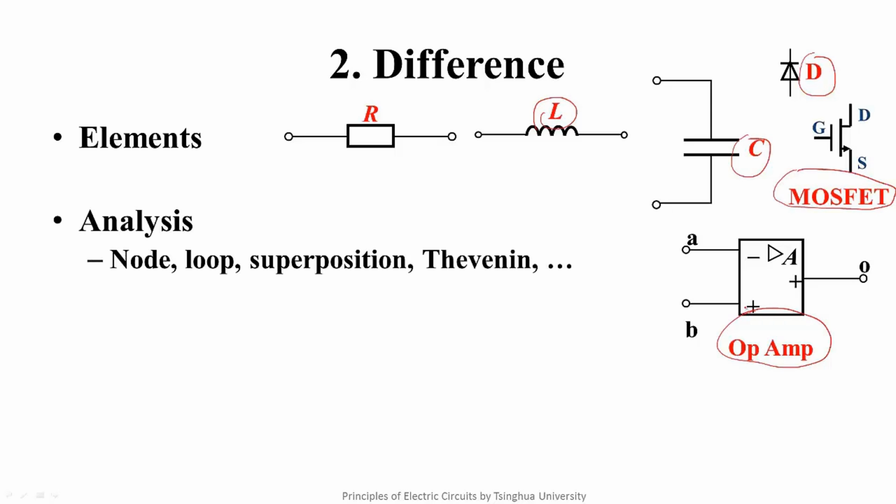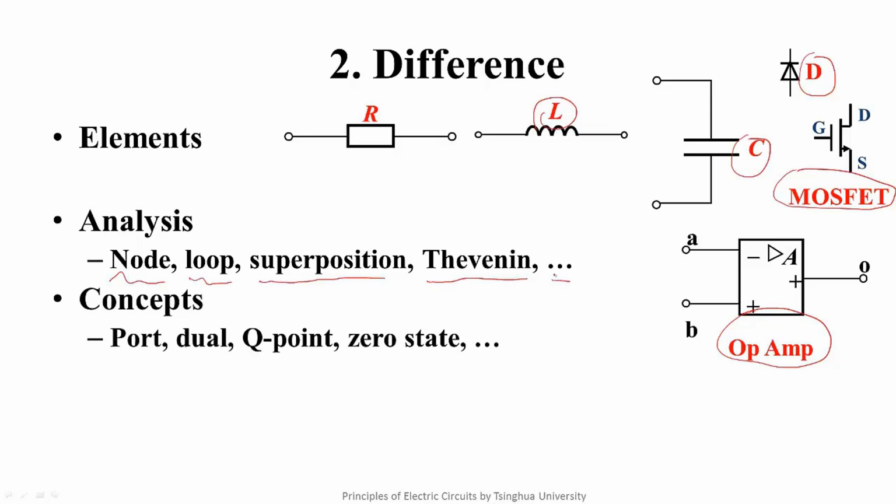What's more, our methods for circuit analysis are more enriched and more general. These methods can help you analyze any complicated circuits. These methods include the node voltage method, the mesh current method, the superposition method, the Thevenin theorem, and so on. Also, we not only teach you the methods of solving electric circuits in this course, but also tell you many other concepts, which are closely connected to many following courses, such as the concepts of fault, port, dual, quiescent operating point, and zero state, and so on.